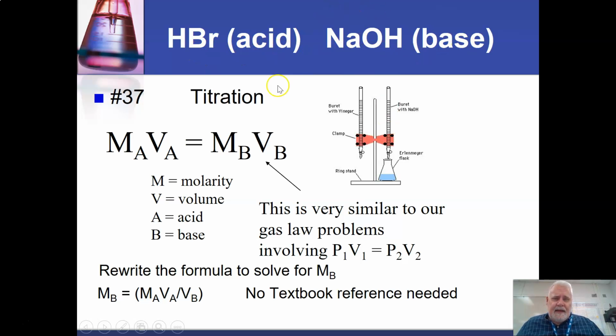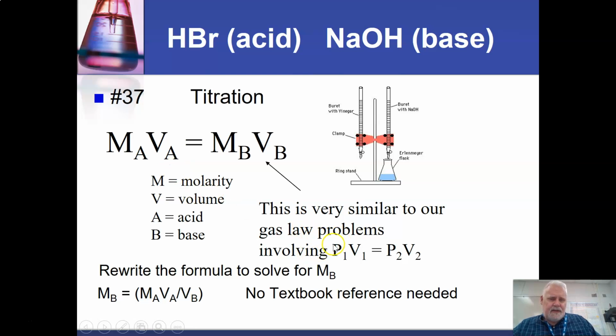Okay, welcome back. We can see that what you have here is HBr is going to be our acid. Usually that hydrogen will define that. NaOH is going to be our base. The OH defines a base. And then we set up this little equation.